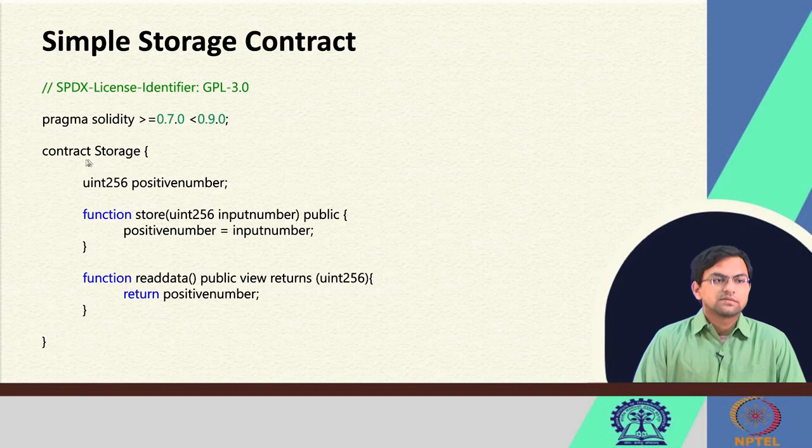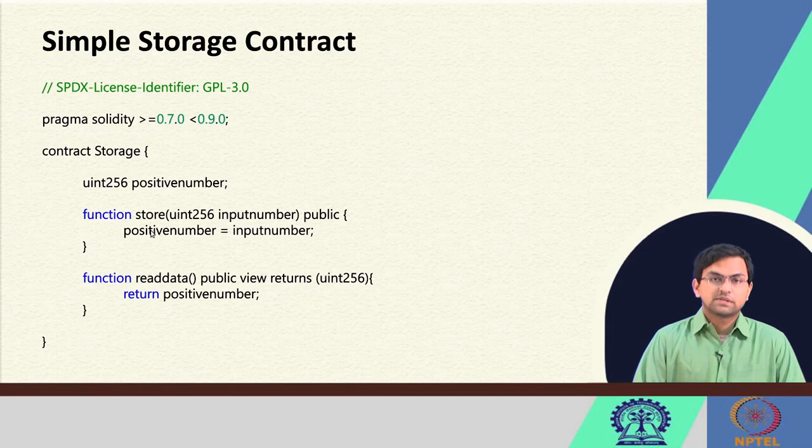From the next line, the actual definition of the contract begins. First keyword is contract, and then the name of the contract is Storage, and then inside that we define two functions and one variable. The variable is of type uint256 and the name is positiveNumber. We will be using this variable to store some data on the ledger. Whatever value we save to this positiveNumber variable, it will be committed to the ledger.